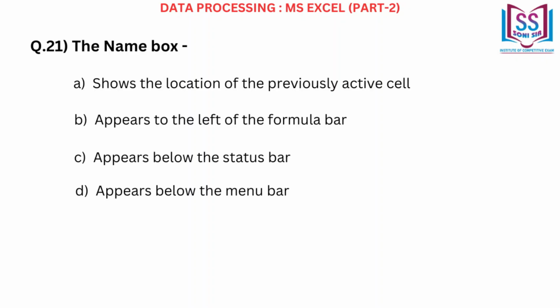The name box A. Shows the location of the previously active cell. B. Appears to the left of the formula bar. C. Appears below the status bar. D. Appears below the menu bar. Correct answer B. Appears to the left of the formula bar.